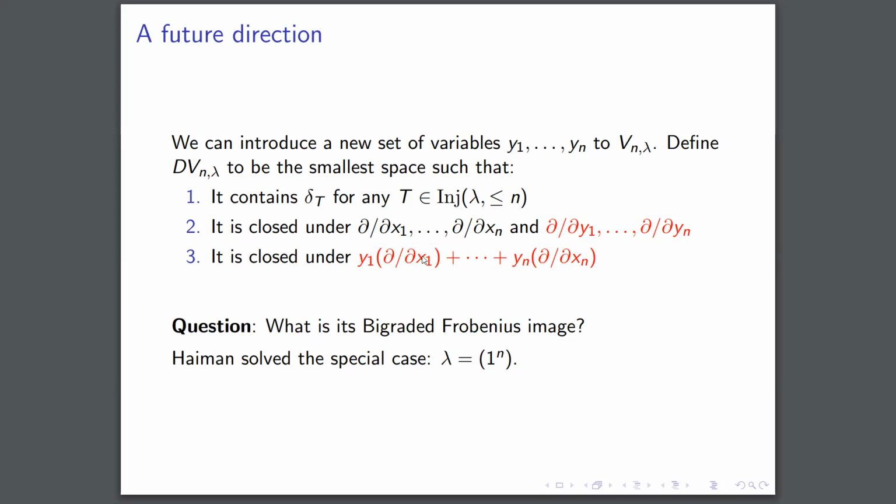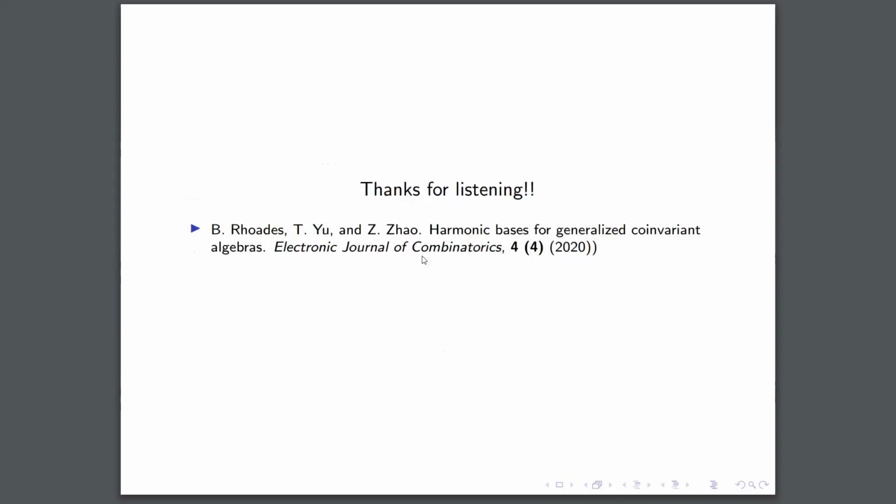Now we have defined a space called D_V and lambda. And we can ask, what's the dimension of this D_V and lambda? Can we find a basis of this D_V and lambda? Or we can ask, what's the bigraded Frobenius image of this D_V and lambda if viewed as a bigraded S_n module? Well, Haiman solved this problem for the special case when lambda is a sequence of ones, but the general case is still open. So that's all I want to say. Thank you all.